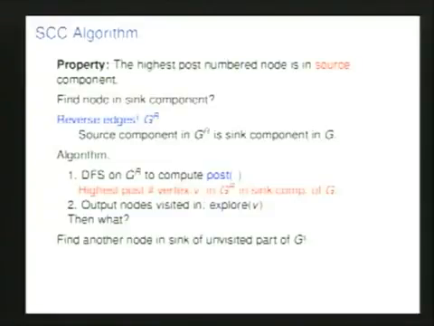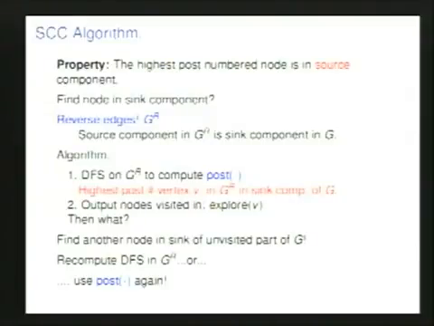That works, but it's kind of slow, actually. I go and run DFS on GR without this visited part, and then I do it again. It seems like I keep exploring the same graph over and over again. So do I have to recompute DFS, or can I use this post-order number again? Yeah, I can. Good answer.